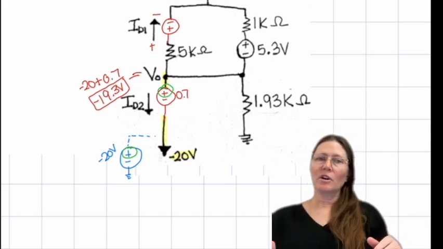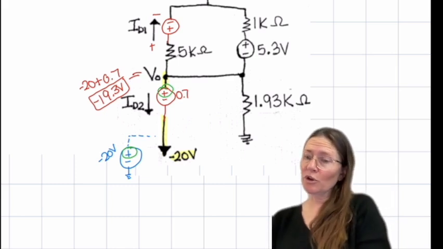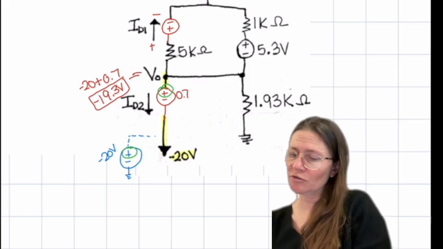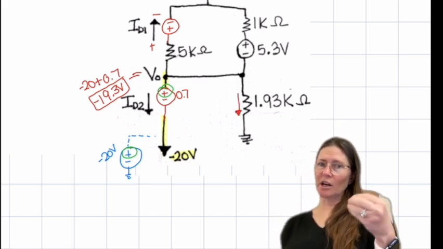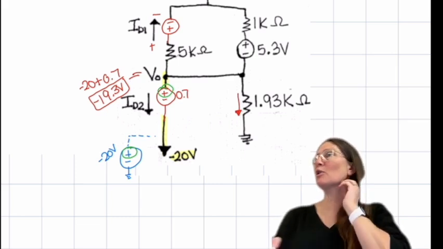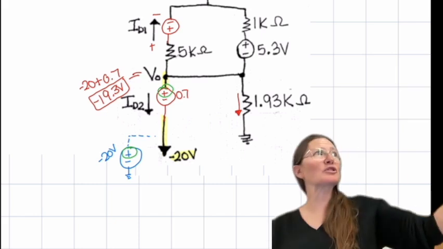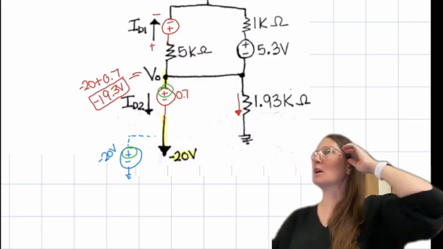Gotcha, okay, thank you. You could also, if you knew the current in this branch, use that times the 1.93K, but you don't know the current. So with voltages, you say, I know those voltages, I'm going to use that pathway.